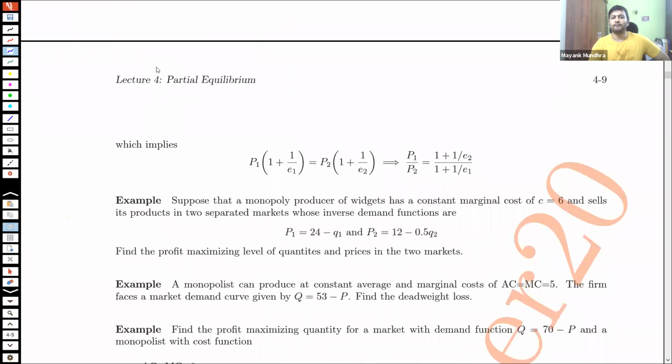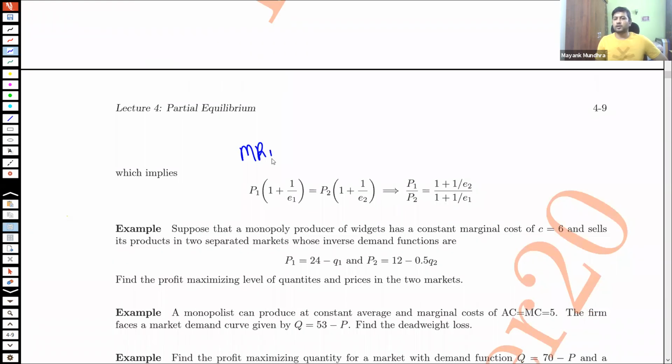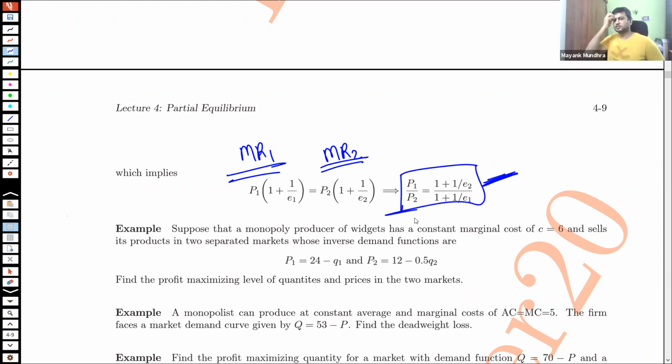So I know that marginal revenue in market 1 is equal to P1 into (1 plus 1 by E1). Marginal revenue in market 2 is equal to P2 into (1 plus 1 by E2). So this implies P1 by P2 is equal to (1 plus 1 by E2) upon (1 plus 1 by E1). This is a crucial relationship between P1, P2 and E1, E2. It's a nice relationship between prices and elasticity, which they can ask you about sometime.